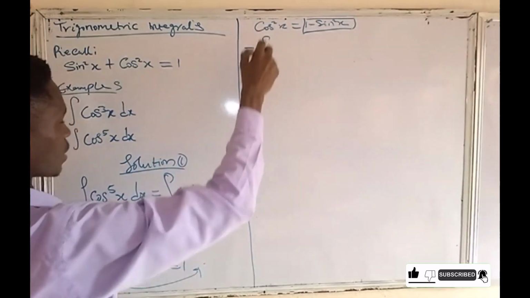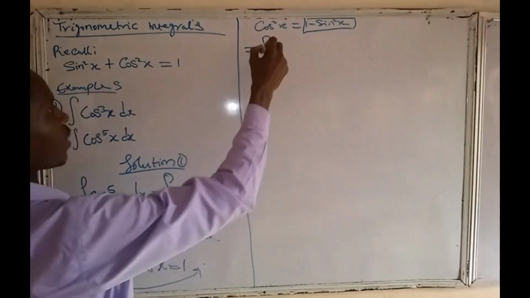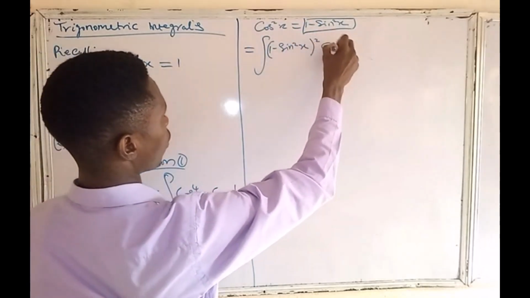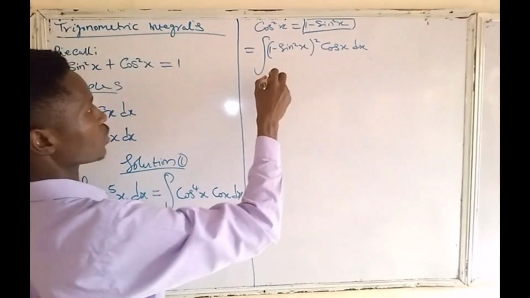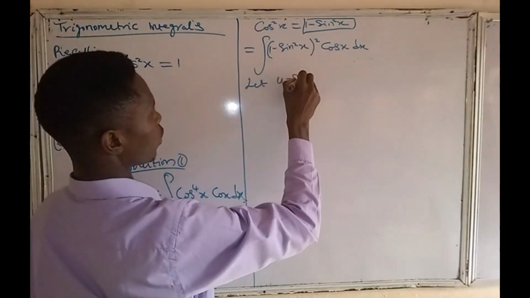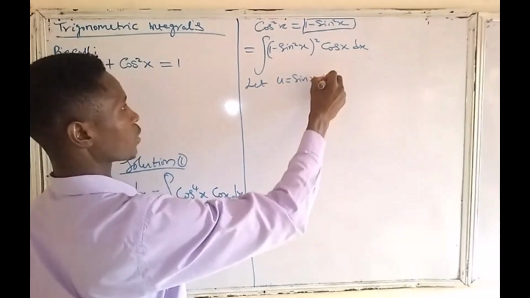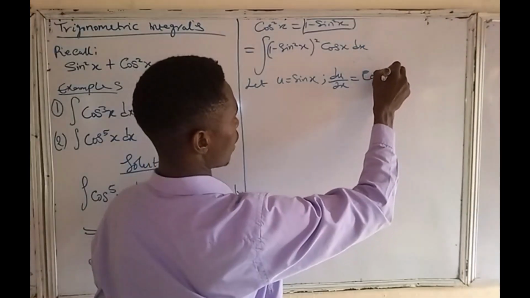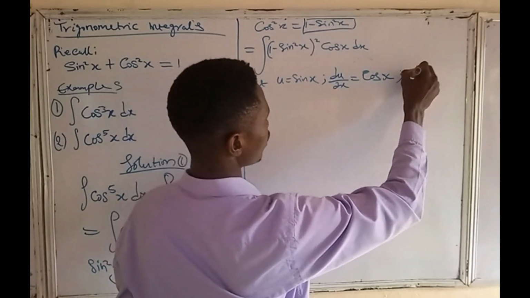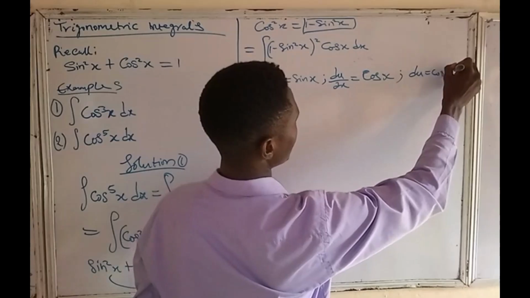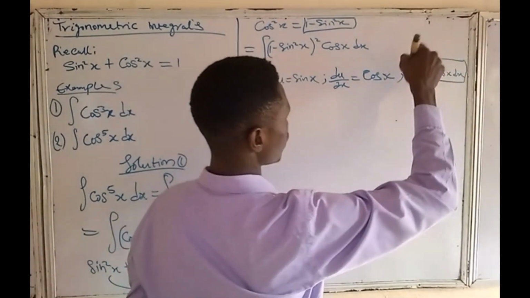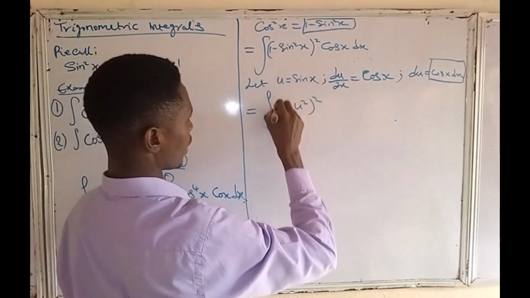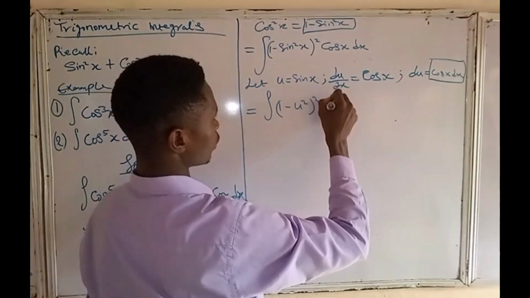So this gives us now, instead of cos²x, we have 1 minus sin²x all squared cos⁵x dx. We bring in substitution now and say let u be equal to what? sin⁵x. This means du dx is equal to cos⁵x, which also means that du is equal to cos⁵x dx. So we replace this with du here. So this will be equal to the integral of 1 minus u squared all squared, instead of cos dx is du.